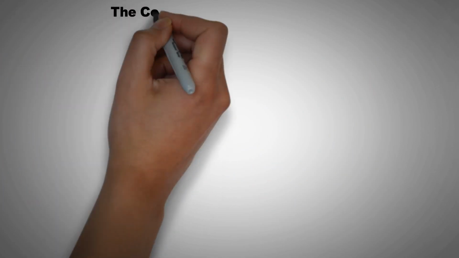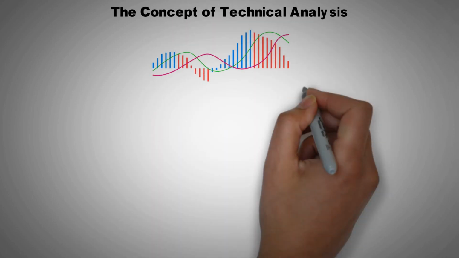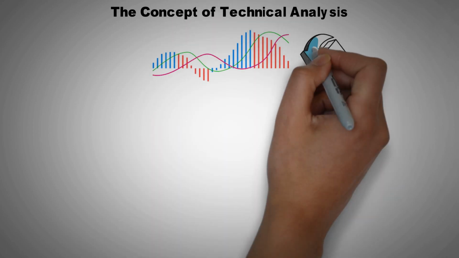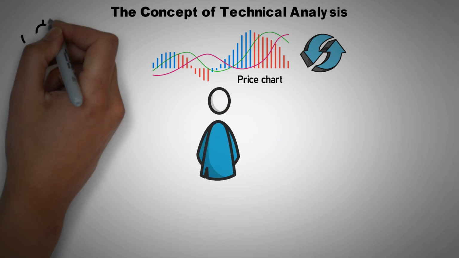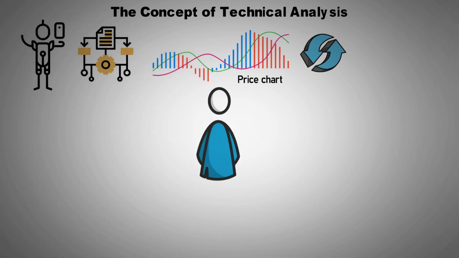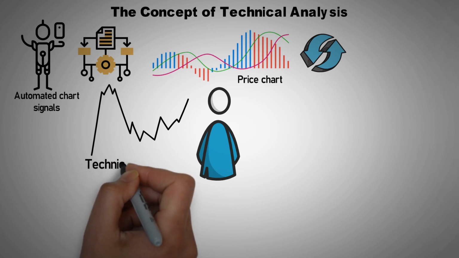The concept of technical analysis. The premise behind technical analysis is that these patterns and signals indicate human behavior as it manifests itself on the price chart. Investors and traders are human, and while there are many bots or algorithmic traders out there who employ automated chart signals, even those focus on historical patterns, which still form the backbone of technical analysis.